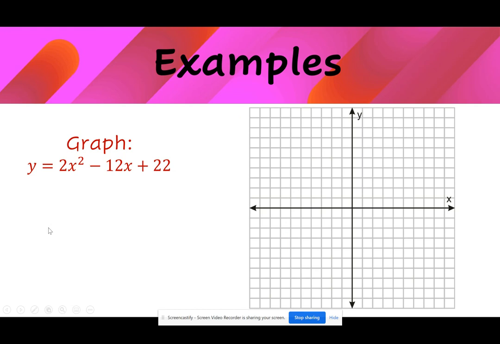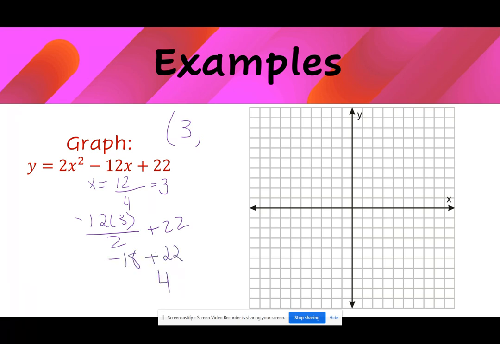One more example. So find your vertex. X equals negative b over 2 times a, 3. And then plug it back in, negative 12 times 3 divided by 2 plus 22. Negative 36 divided by 2 is negative 18 plus 22 gives us 4.